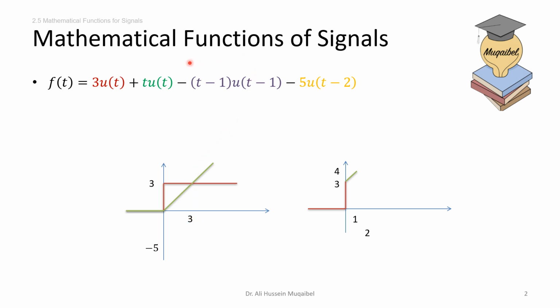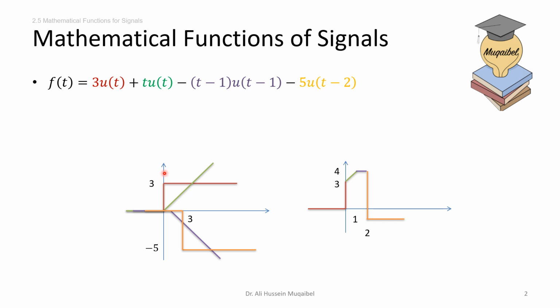If we sketch the third item here, it's a ramp but with a minus slope. So let's just sketch that, and it starts at t equal to 1. The last item in the list is minus 5 unit step function. It starts at 2 here. So if we sketch, it looks like this. Now the point is that we need to add all of them. So to make the job easier, we will have vertical lines.